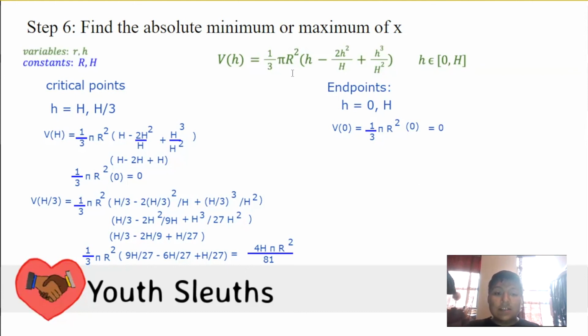So the three values that we should compare are V of 0, V of big H, and V of big H divided by 3. So if we look here, the biggest one, the absolute maximum, would be V of big H over 3. So now, in most cases, we would be done with just having this. But if we remember our question, there's another part that we need to solve. In the next slide, we will finally finish this entire question.